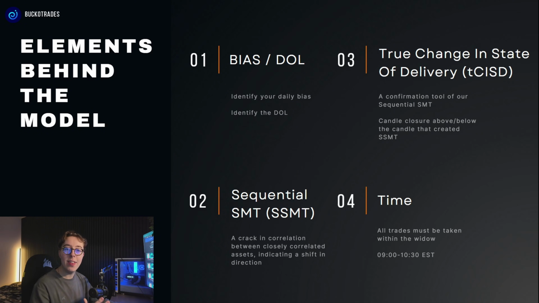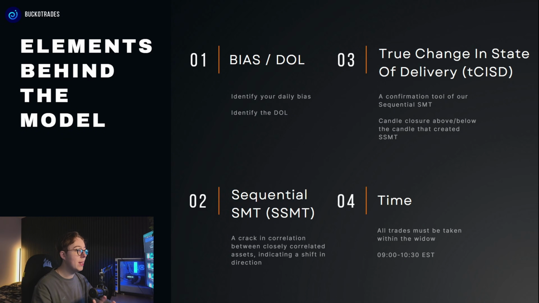Step number 3 is then our true change in the state of delivery, our tCISD, which is a confirmation tool of our sequential SMT. And all it is is a candle closure above or below the candle that created the SMT, okay? Step number 1, know where price is going. Step number 2, wait for that indication of the shift in direction towards our drawn liquidity. Step number 3, use the tCISD to then confirm the sequential SMT is likely to hold. Step number 4 is the final one, the timing element.